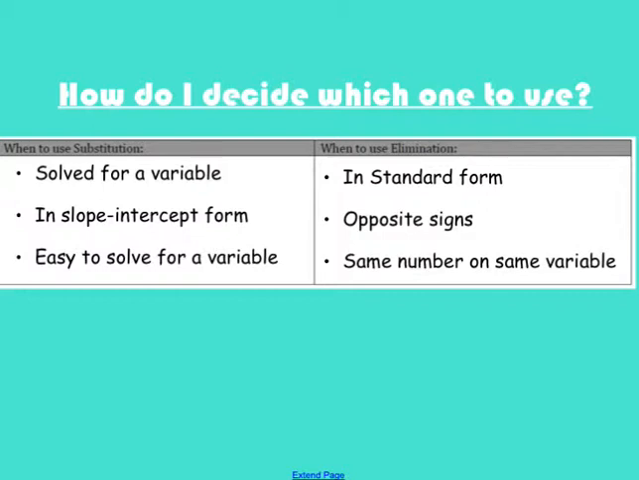When to use elimination? If your equations are in standard form. If you already have the same numbers and opposite signs, or if you also have just the same number on the same variable in both of the equations, that would also be a really good time to use elimination. So let's take a look at some examples.